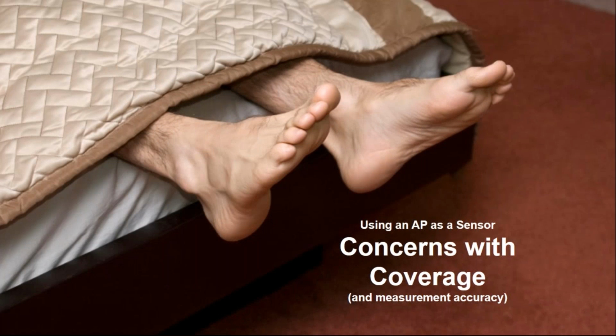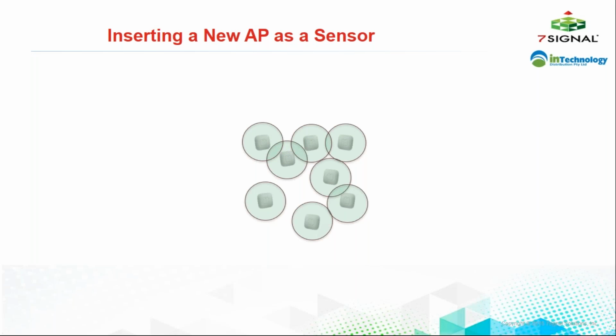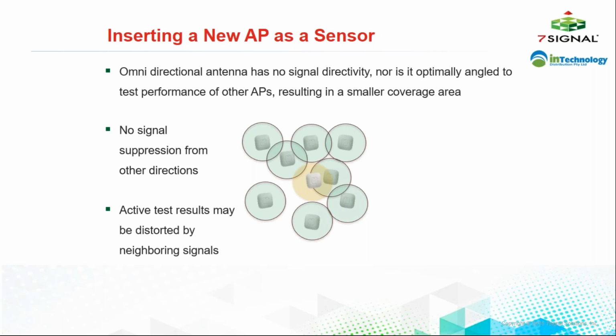Then there are concerns with coverage. So let me explain what I mean by that. When you take an access point and insert it into the situation, deciding, okay, I'm going to take an access point and put it into an area where I would like it to work, connect to other access points, and do some exercising or testing.